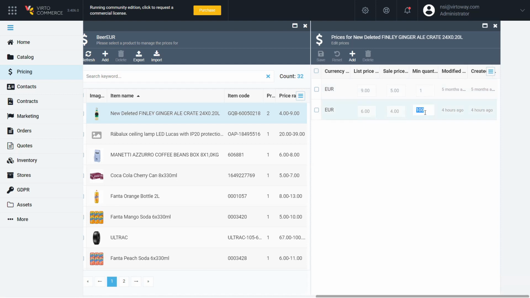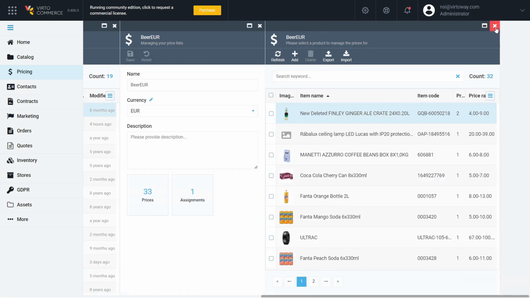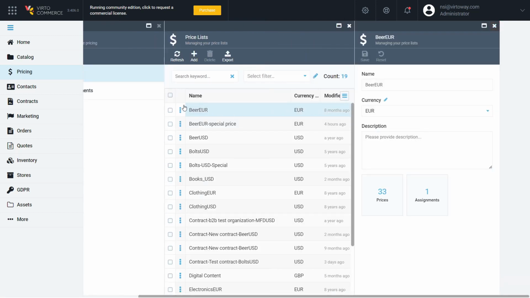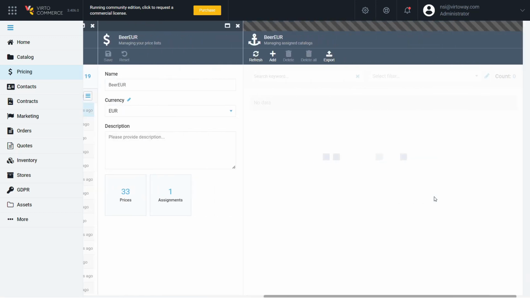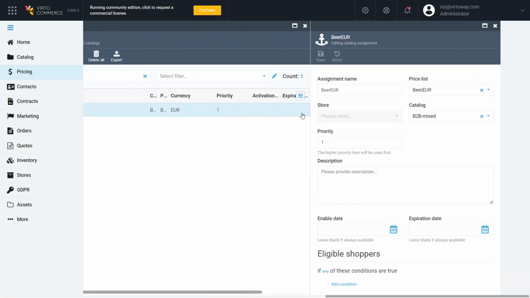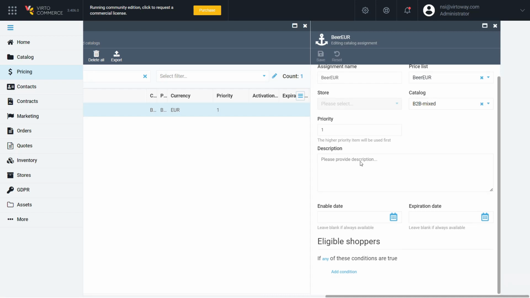For instance, when purchasing 100 or more items, the customer pays a lower price per item. This pricing structure is referred to as tiered pricing. To make prices applicable, we have a special mechanism called price list assignment. The price list assignment defines which prices from the price list will be offered to customers in a specific store.